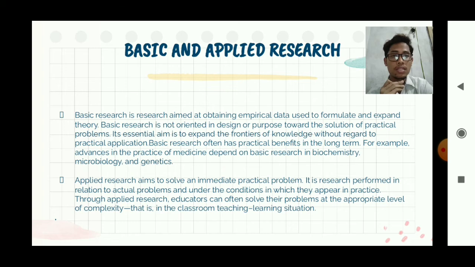advances in the practice of medicine depend on basic research in biochemistry, microbiology, and genetics. And applied research aims to solve an immediate practical problem. It is research performed in relation to actual problems and under the conditions in which they appear in practice. Through applied research, educators can often solve their problems at the appropriate level of complexity, that is, in the classroom teaching and learning situation.